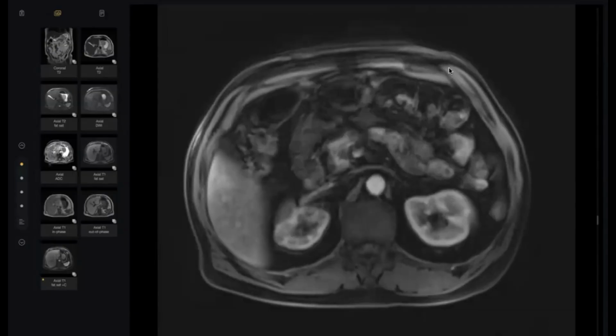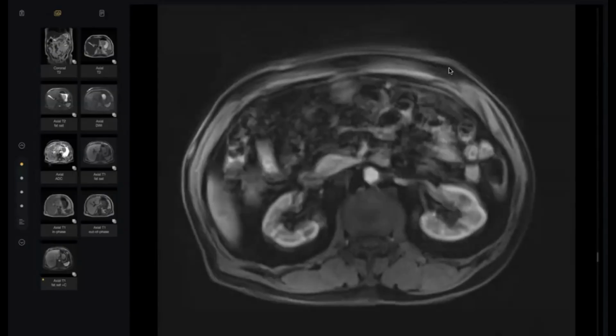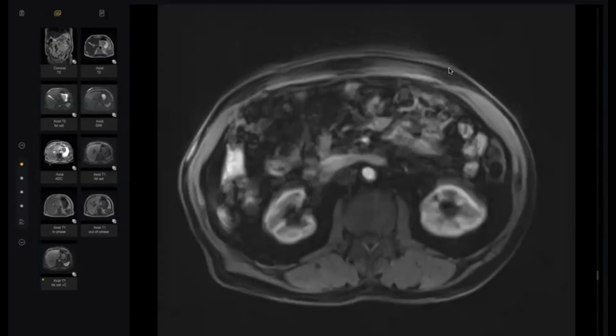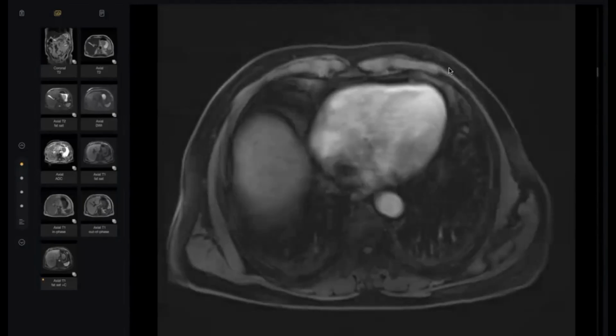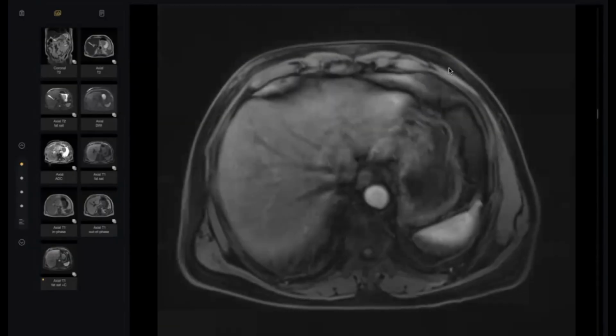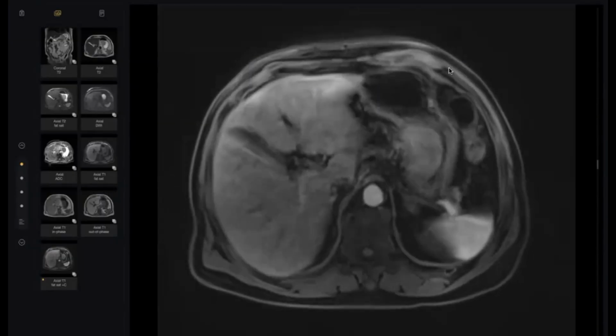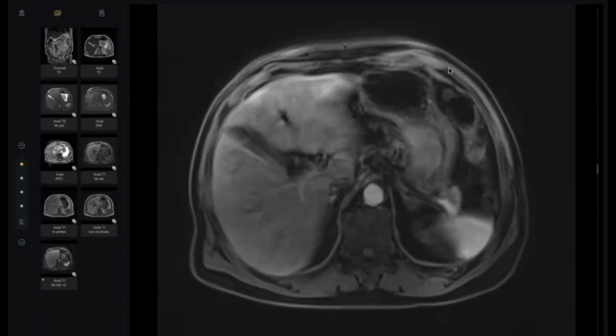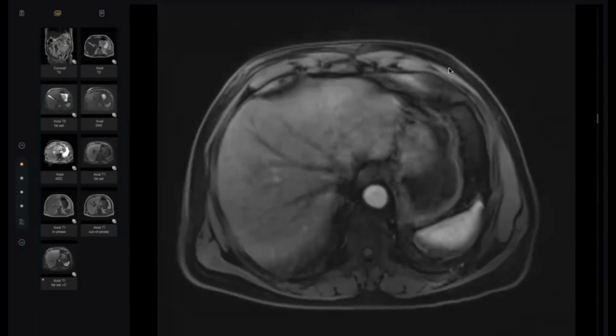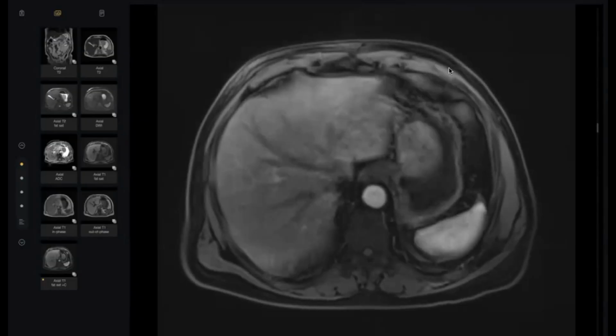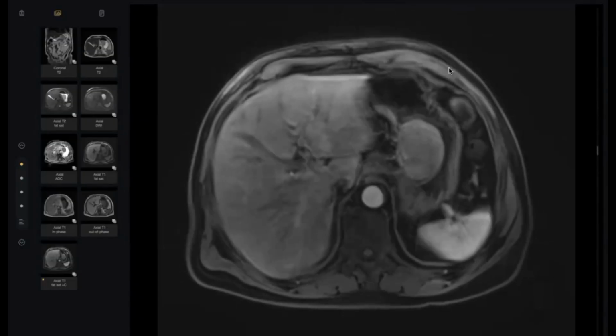These are the axial slices and T1 weighted arterial phase images, in which I can see that it appears isointense, and it does not show any post-contrast enhancement, and the stomach wall also appears normal. No. It shows some, there is some thickening here, nodular thickening.